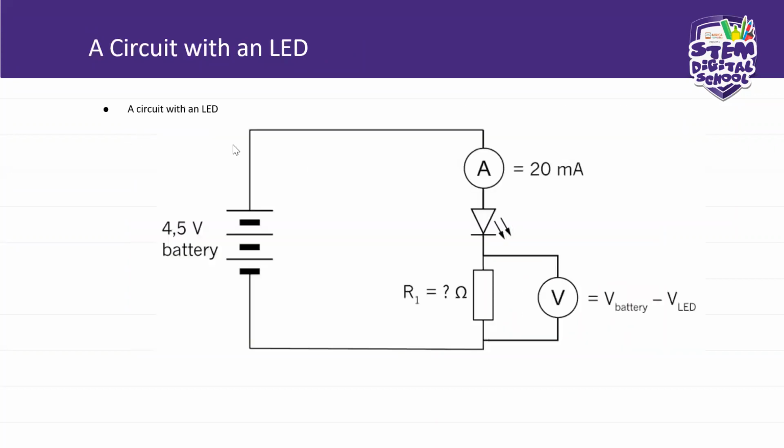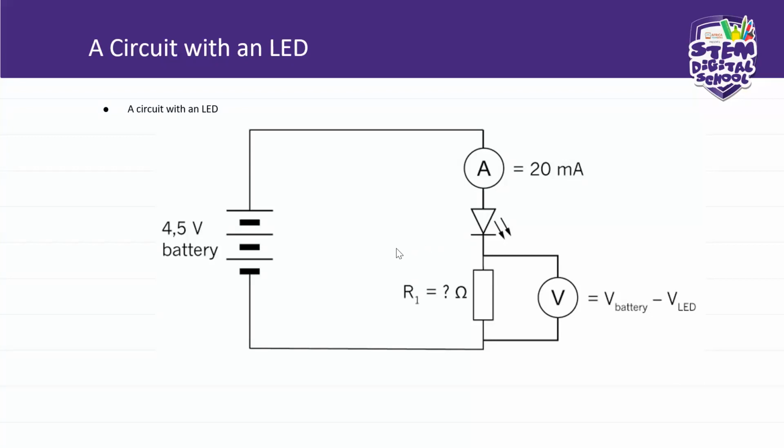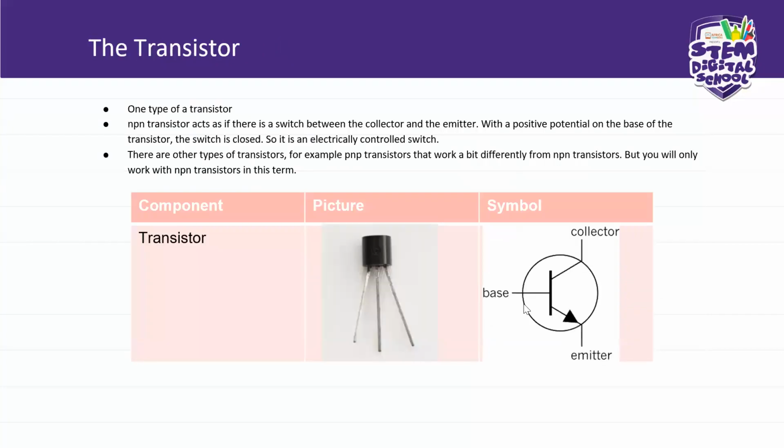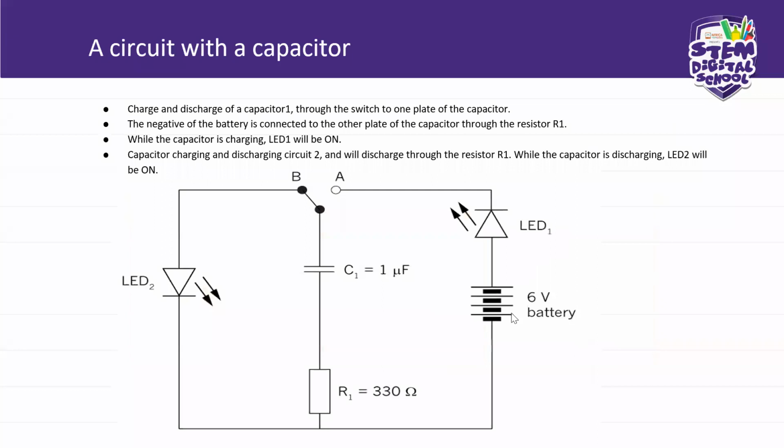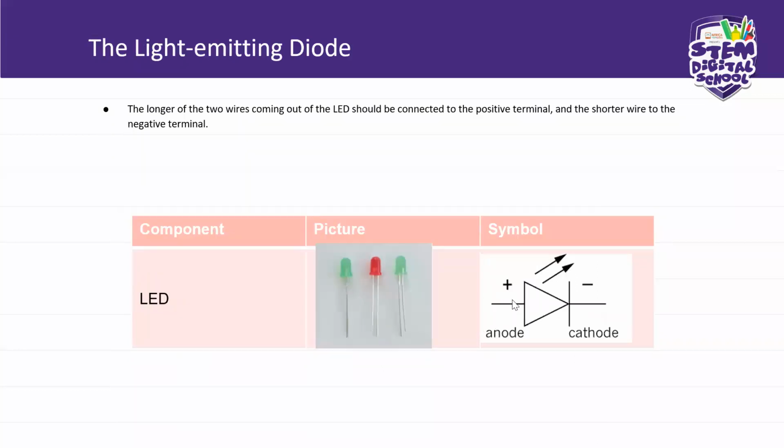Let's look at a circuit with an LED. You have a 4.5 volts battery, okay? And you have your resistor there, and you have your LED there. Now, the polarity of the LED. Now, this is the LED. Okay, where's the LED? This is the LED. This side is called the anode, and this side is called the cathode. This side is negative. You are going to connect it to your black wire. This side is positive. You are going to connect it to your red wire in your circuit. So, we are going to look at the circuit now.